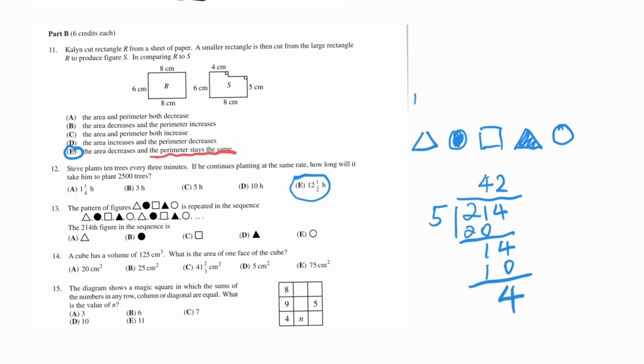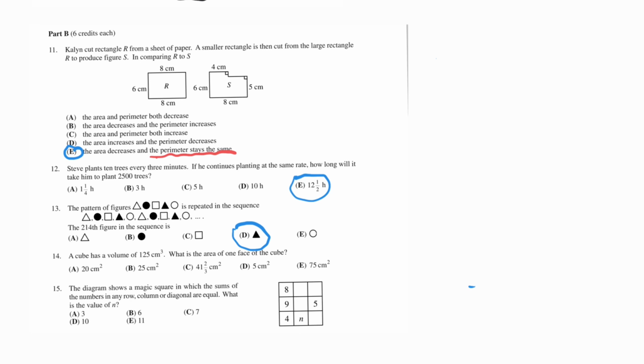Remainder 1 is the white triangle. Remainder 2 is the black circle. Remainder 3 is the white square. Remainder 4 is the black triangle. And remainder 0 means the finish of the repeating, that's the white circle. So remainder 4 means the black triangle. Our answer is D.